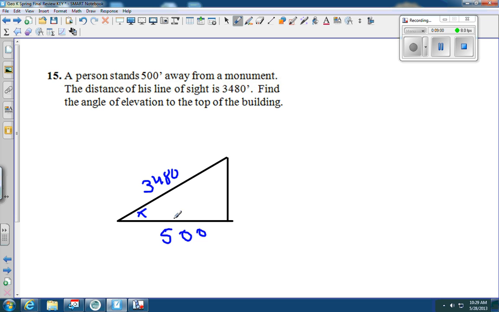Okay, so now I have the hypotenuse and I have the adjacent side. So the trig function with adjacent side and hypotenuse is cosine. So I have cosine of x equals 500 over 3480.